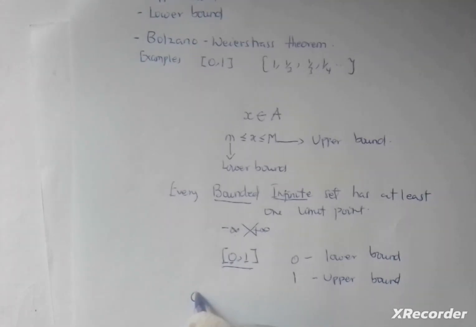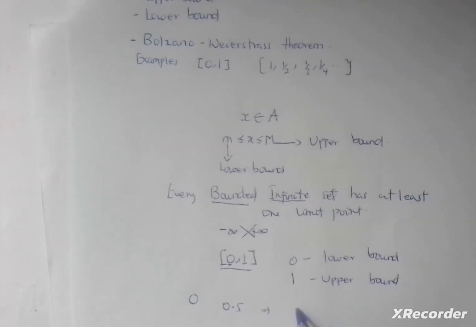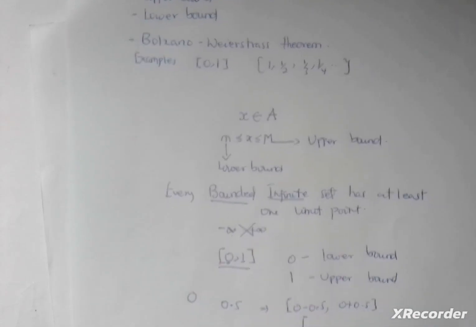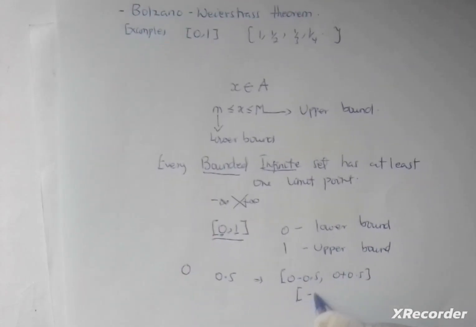So let's see if 0 can be a limit point of this set. If I take 0, I'll take any neighborhood, let's say 0.5. Therefore, my neighborhood will be open bracket 0 minus 0.5, comma, 0 plus 0.5, close bracket. Now you should be used to solving neighborhoods. So this will be negative 0.5, then 0.5.